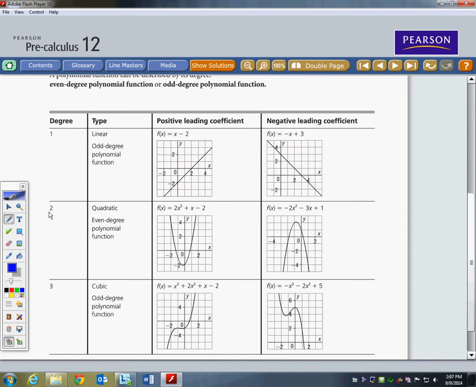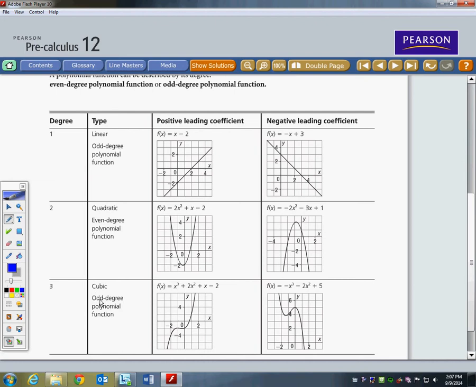Here is an even degree polynomial. 2 is quadratic. If the leading coefficient is positive, in this case it's 2, you notice it's up, up. If its leading coefficient is negative, for even, they're both going the same direction, so it goes down to the right and thus down to the left as well.